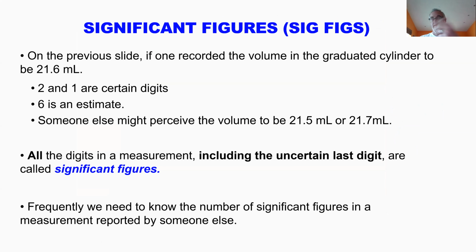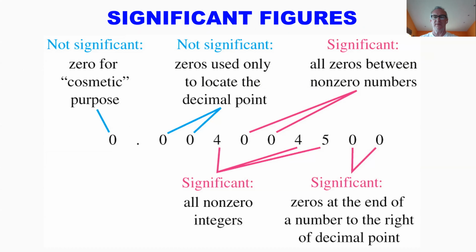So, 21.6, there you go. 2 and 1 are certain, they're significant. 6 is an estimate, it is significant too. So significant figures, I think we're pretty much familiar with. Just to go over it really quickly, because some people are still confused about which zeros are significant and which zeros aren't. So this will give us an idea of which zeros are significant and which aren't.